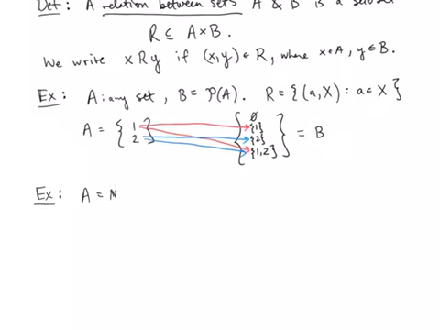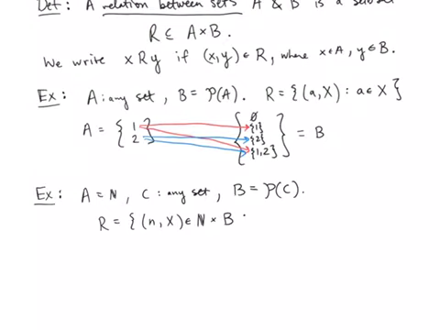Another general example is if we take the natural numbers to be our set A, we let C be any set, then we can take our B to be the power set of C. And the relation is just going to be that N and X in B are related when X has cardinality N. So when X is a finite subset of C and has cardinality N.